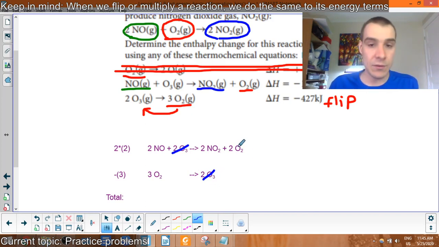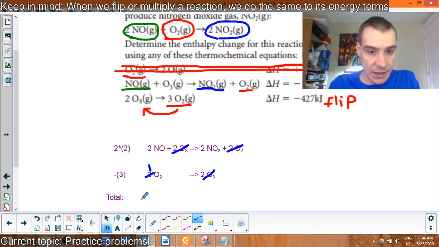Over here we have 2O2. Over here we have 3O2. The 2O2 comes from multiplying this by 2. This 3O2 is just the flipped version of this reaction here. And so our 2O2 is going to go away, and this 3 becomes a 1, because we're reducing it by 2, so 1O2.